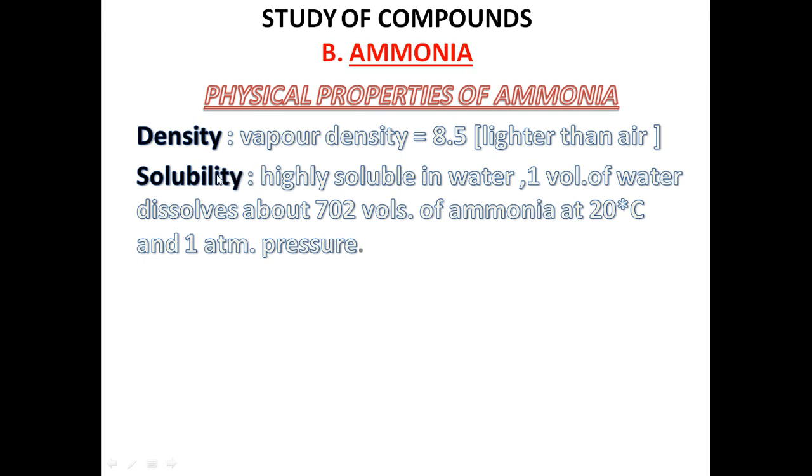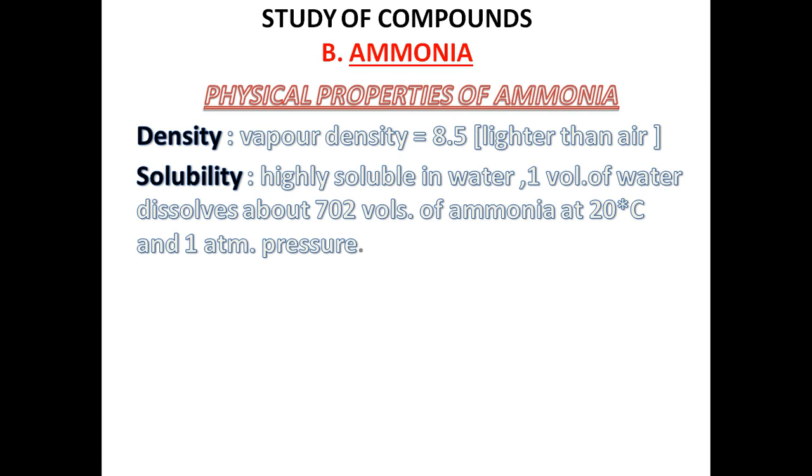And solubility, if you see, it is highly soluble in water. Like hydrogen chloride gas, ammonia is also highly soluble in water. 1 volume of water dissolves about 702 volumes of ammonia at 20 degrees Celsius and 1 atmospheric pressure. So if, for example, you take 1 liter of water, then 1 liter of water can dissolve 702 liters of ammonia.